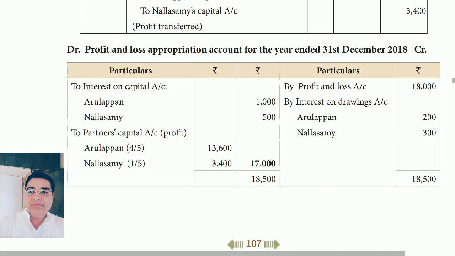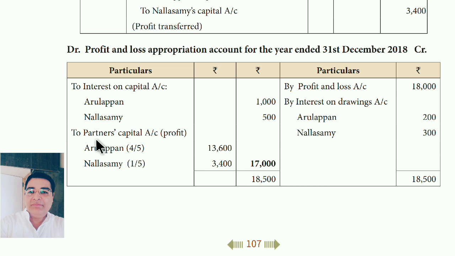See the appropriation account, page number 107. To interest on capital, Arulappan 1,000 rupees. How is this 1,000 rupees? See the question. 20,000 into 5% is 1,000 rupees. Then 10,000 into 5%, 500 rupees for Nallaswamy. Then the profit is the last adjustment, 18,000. And interest on drawings given in the second adjustment, 200 and 300 rupees. Add all these, you will get 18,500. This 18,500 write in the last line of your ledger, the same line, write 18,500.